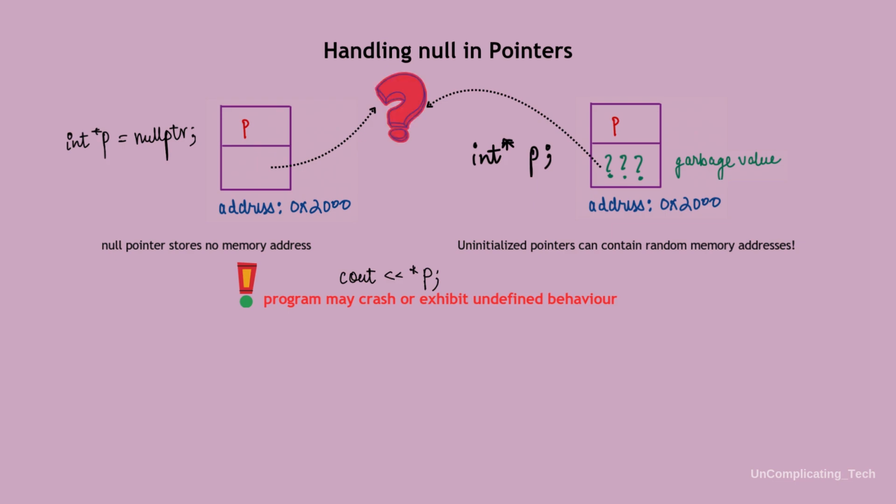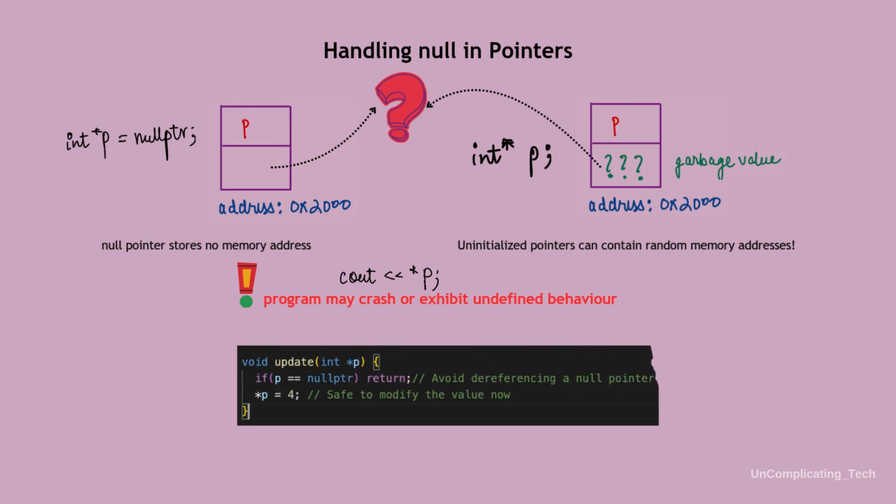To prevent this, always check if a pointer is nullptr before dereferencing it. By checking this, we ensure that the pointer actually points to a valid memory location before trying to modify it.